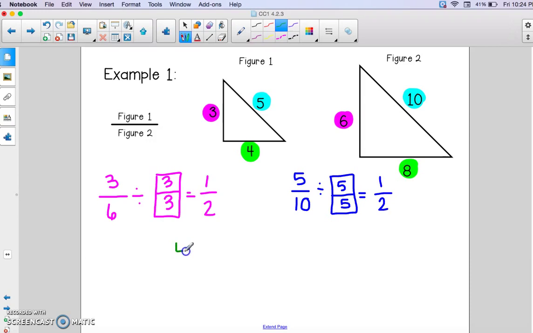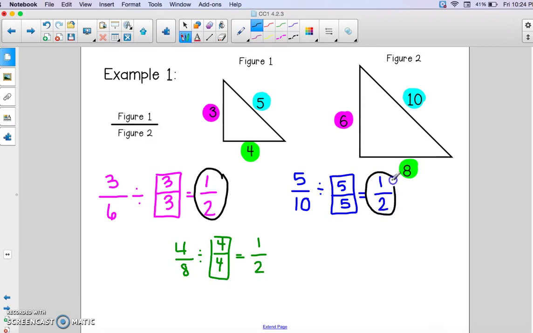And I'm going to do that for those last side lengths as well. We have 4 over 8. I'm dividing to try and figure out which number goes into both 4 and 8. And I know that 4 goes into both 4 and 8. 4 divided by 4 is 1. 8 divided by 4 is 2. So now I'm going to look and compare all three ratios that I came up with. And all three of them, in this case, are 1 over 2 or 1 to 2. So this is a similar figure.